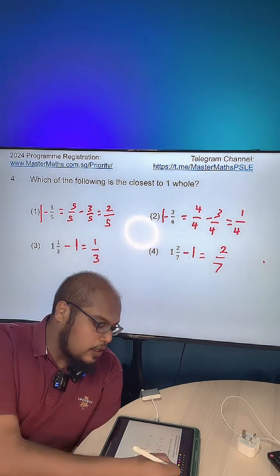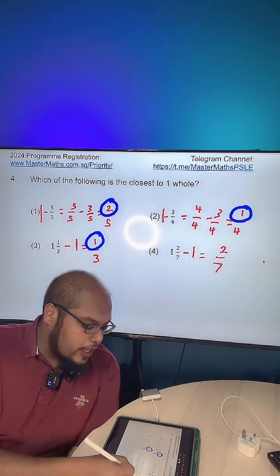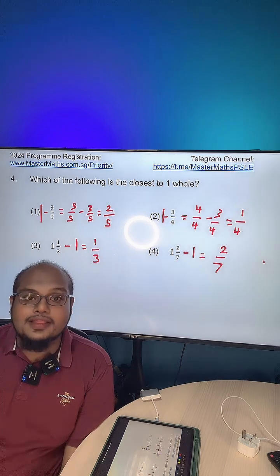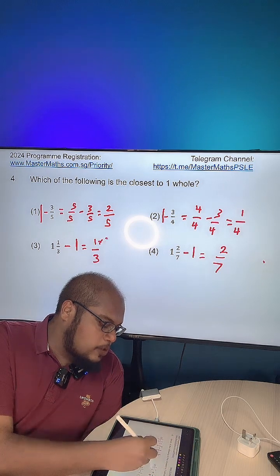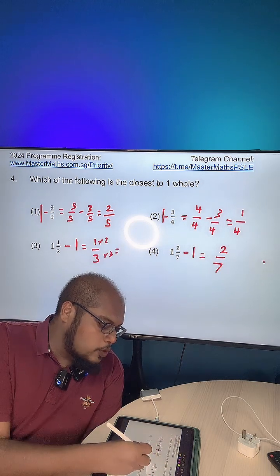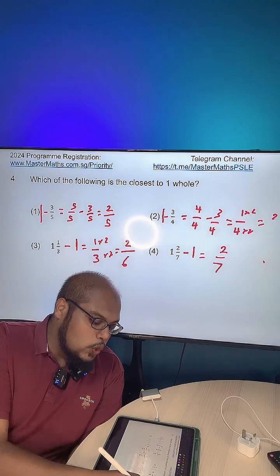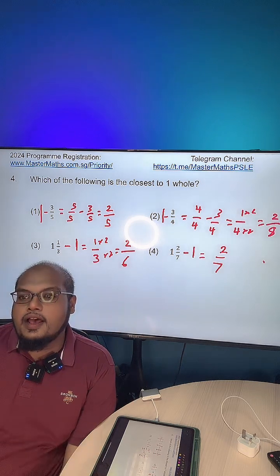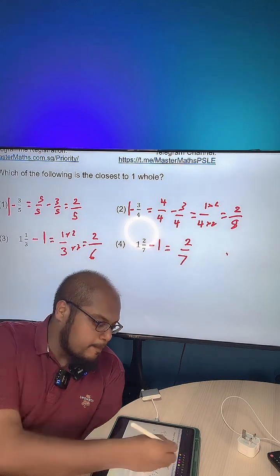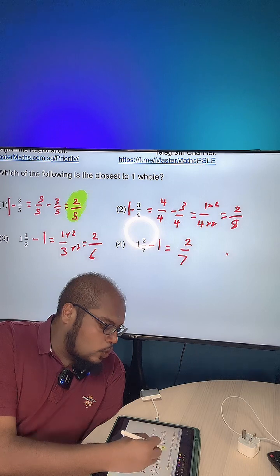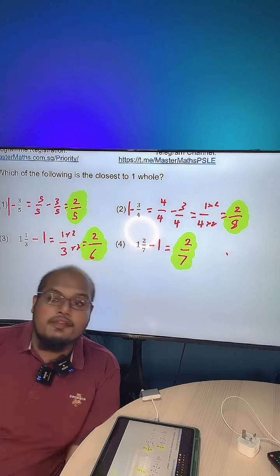There's 1, 1, 2, and 2. So you just take the 1 times 2. That's it. Then you have your numerator the same already. So times 2, times 2 equals 2 over 6. Times 2, times 2, 2 over 8. Now you see, you have 2 out of 5, 2 out of 6, 2 out of 8, 2 out of 7.